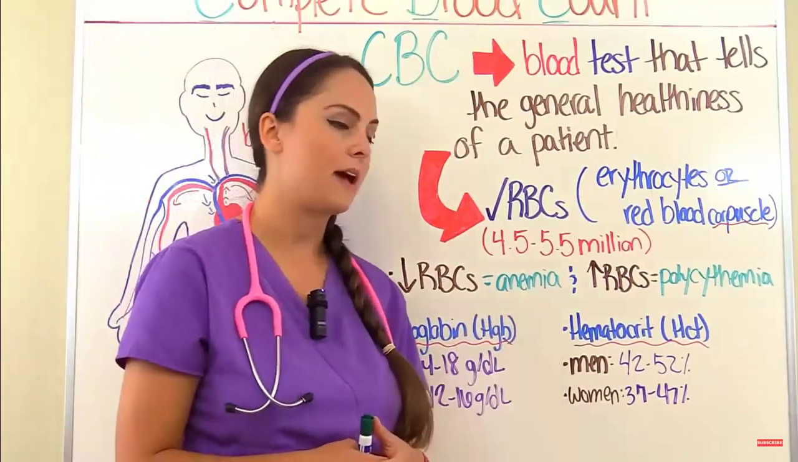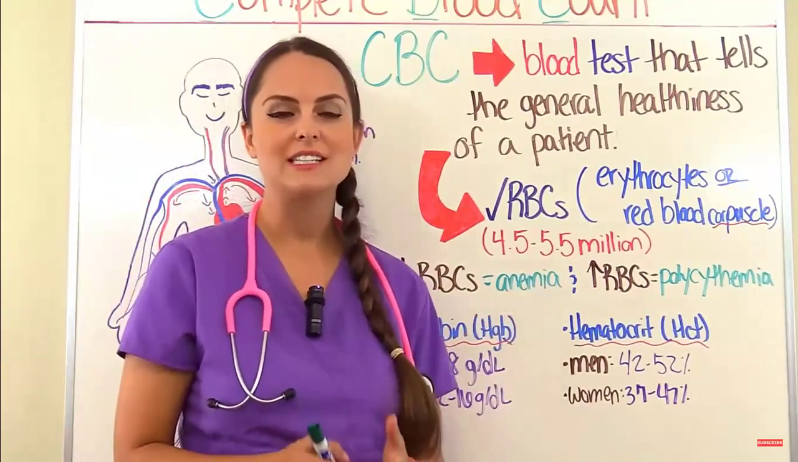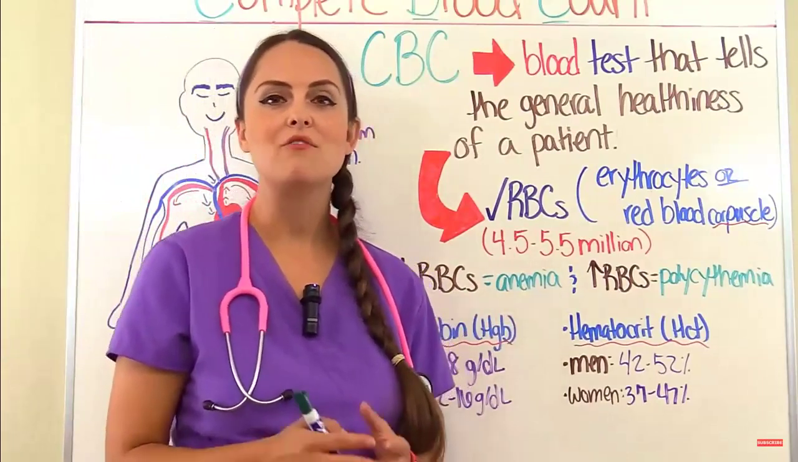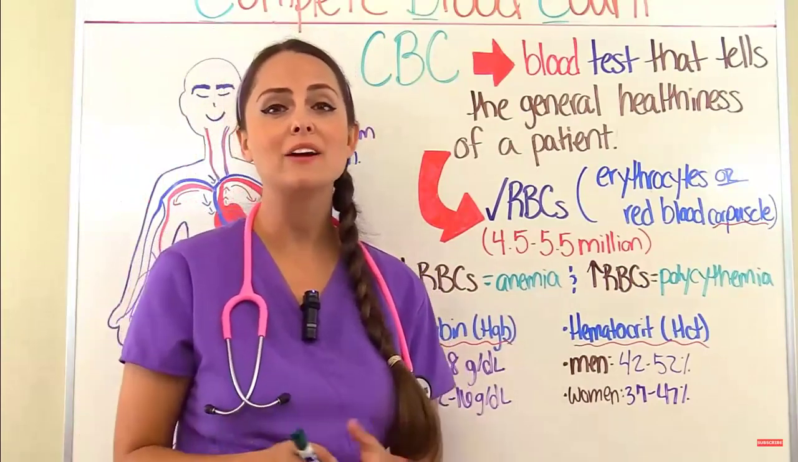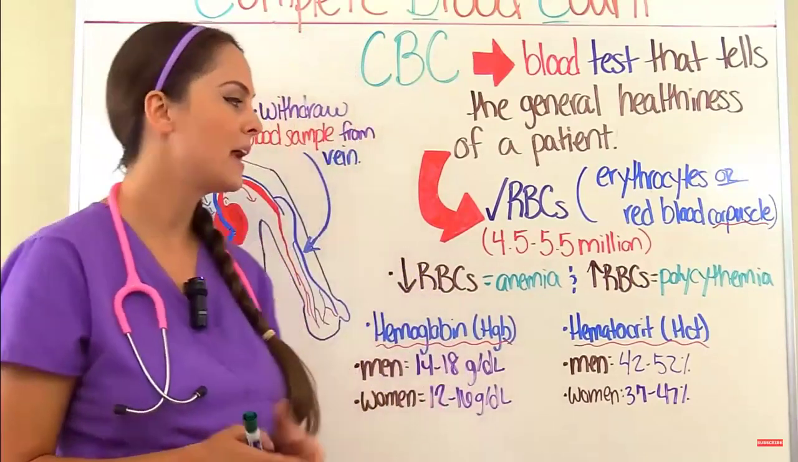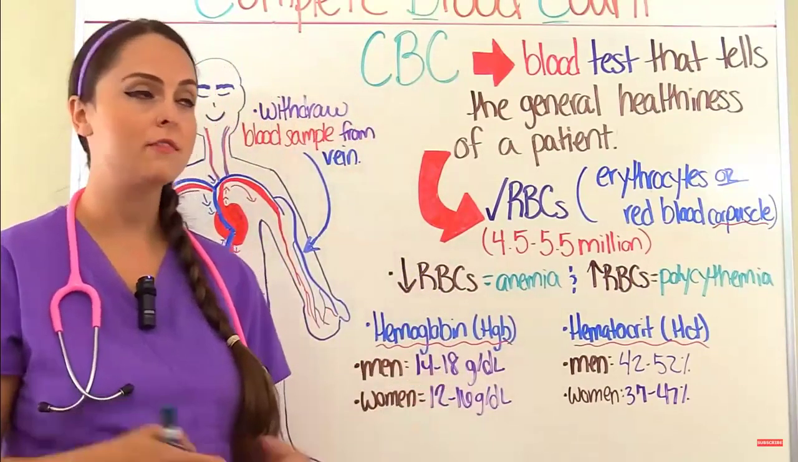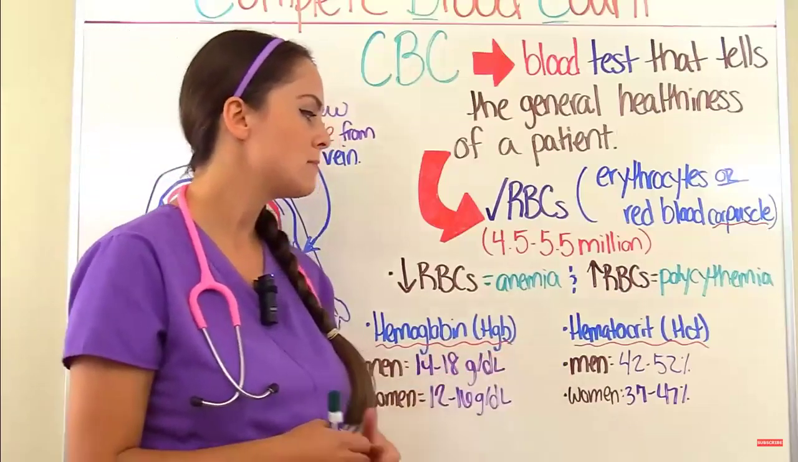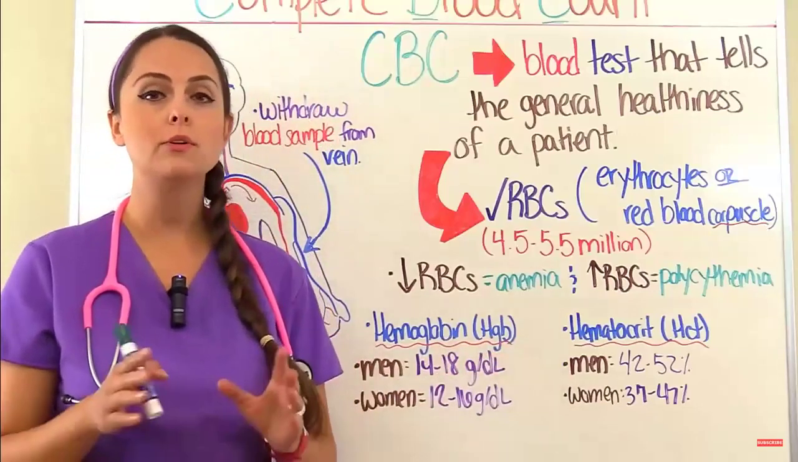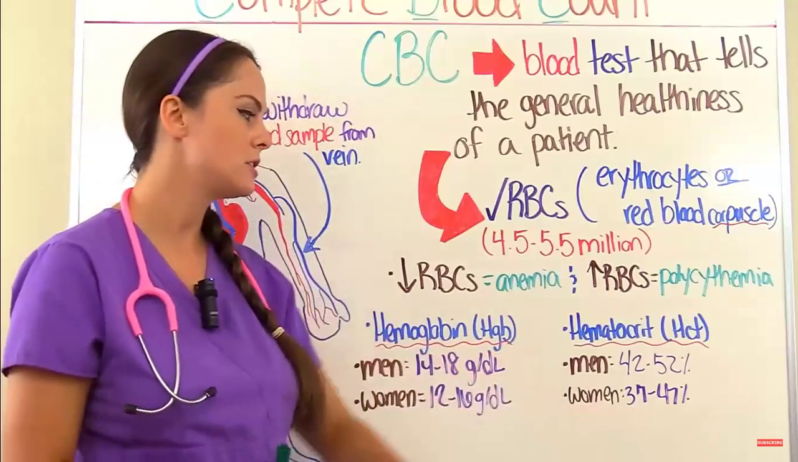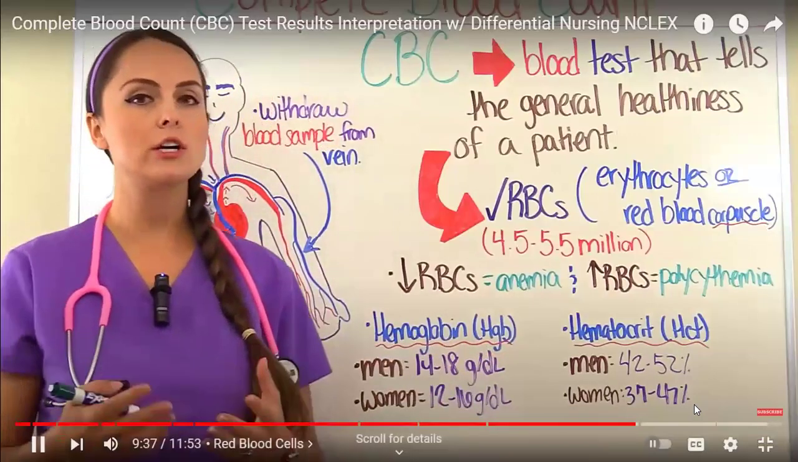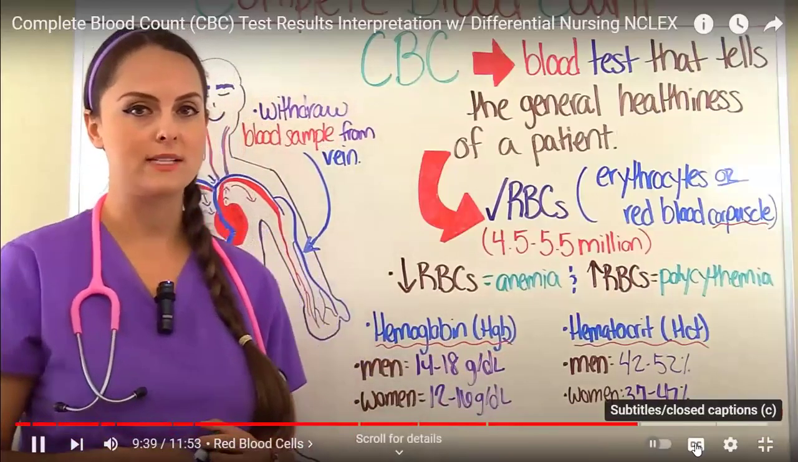Then we have the hematocrit, short is HCT, and this is the amount of red blood cells compared to the total blood volume. And again, it differs for male and female. So for men, it's about 42 to 52%, and notice this is a percentage. And for women, it's 37 to 47%.